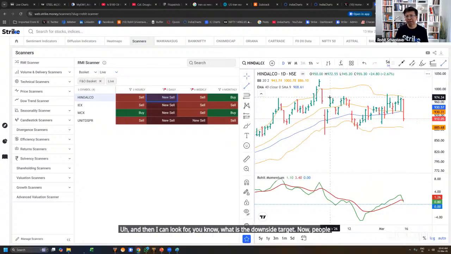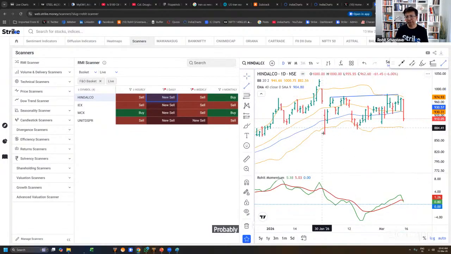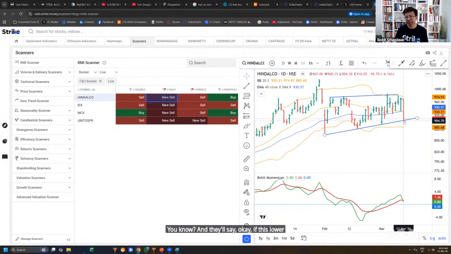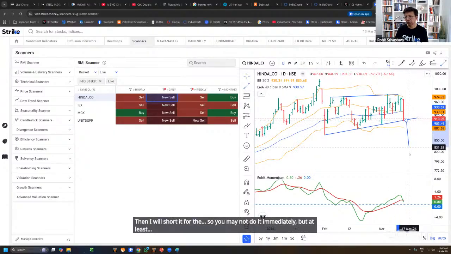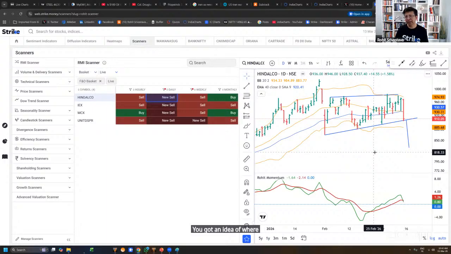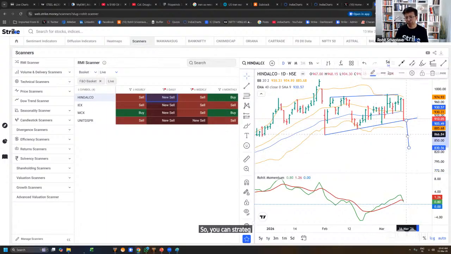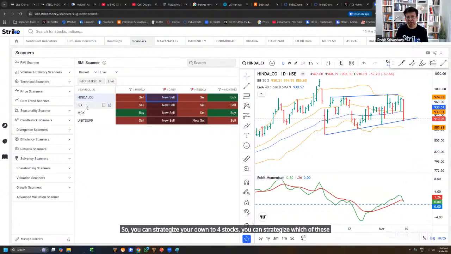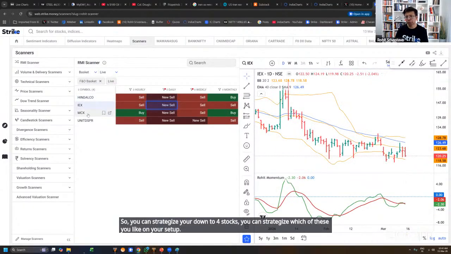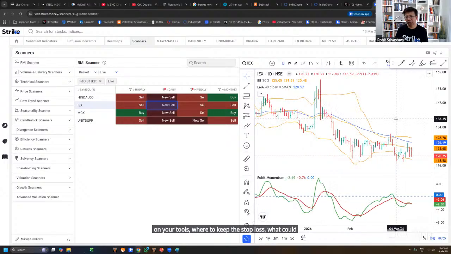Now, people who know patterns probably draw patterns like this, and they'll say, okay, if this lower end breaks, then I will short it. So you may not do it immediately, but at least you got an idea of where the trade can happen. You can strategize, you're down to four stocks. You can strategize which of these you like on your setup, on your tools, where to keep the stop loss, what could be the potential target.